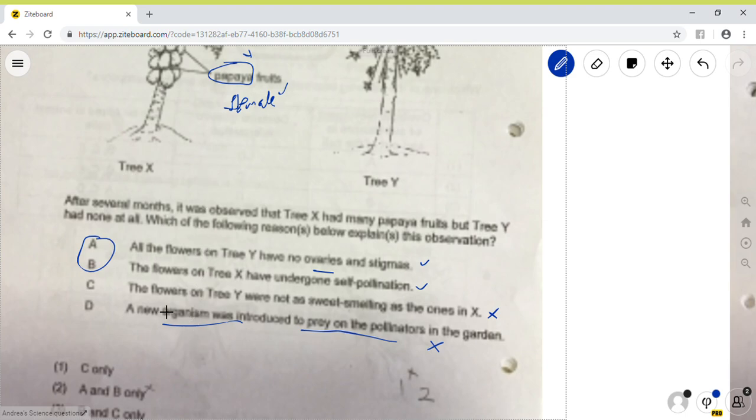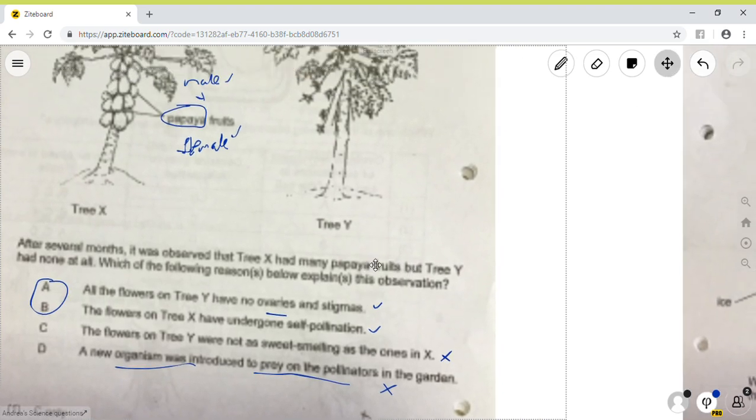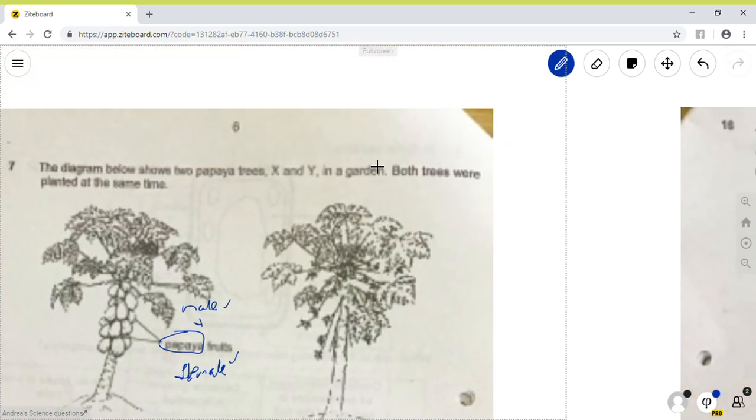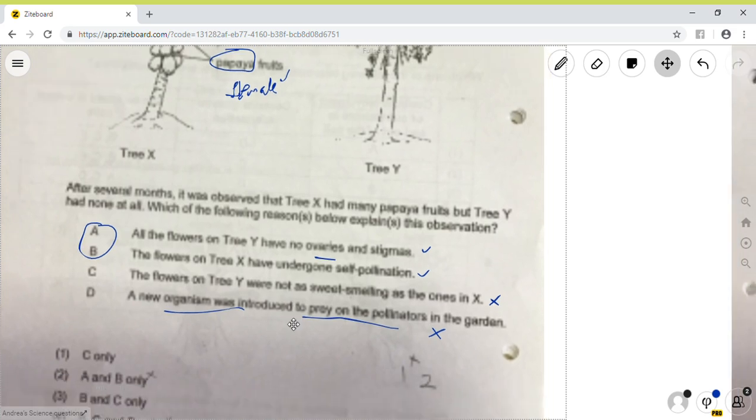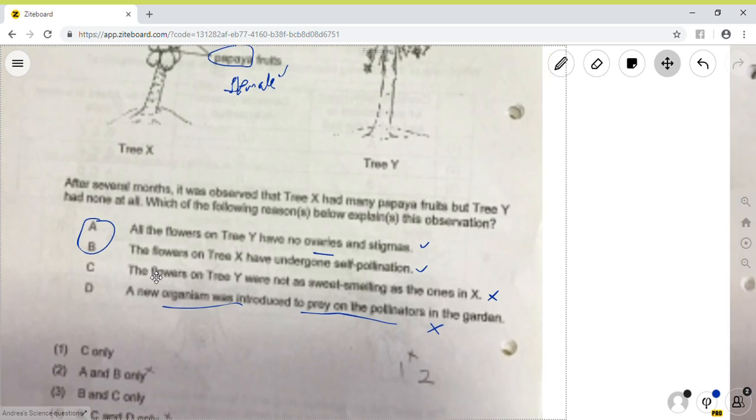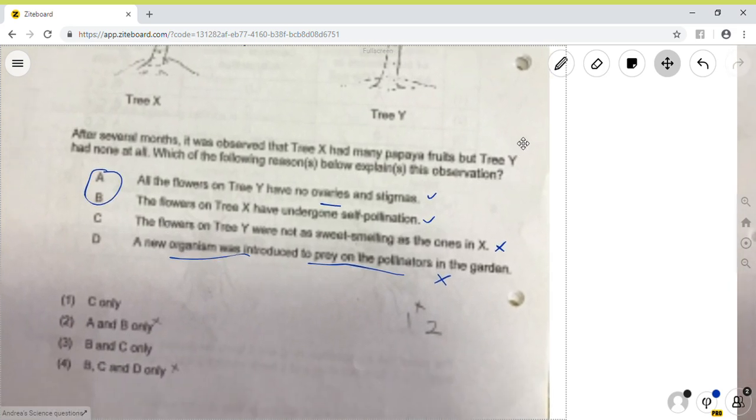Yeah. Then this one, the flowers on Y were not as sweet smelling, but they were in the same place. You know what I mean? Because of the fact that they're in the same location. It's a bit hard to explain. Anyway, C is a bit hard to explain.